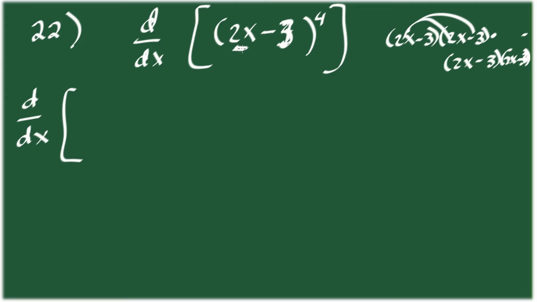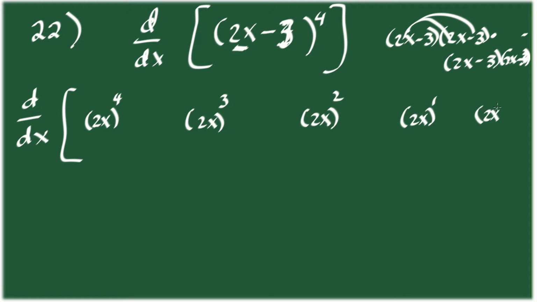So again, just like what I did in problem 21, I started with 2x, and then raised to the fourth, and then raised to the third, and raised to the second power, raised to the first, and then raised to the 0. Don't worry about the minus yet. Just write down the 3 and raise it to the 0, the 1, squared, cube, and then fourth. Now let's take care of the coefficients.